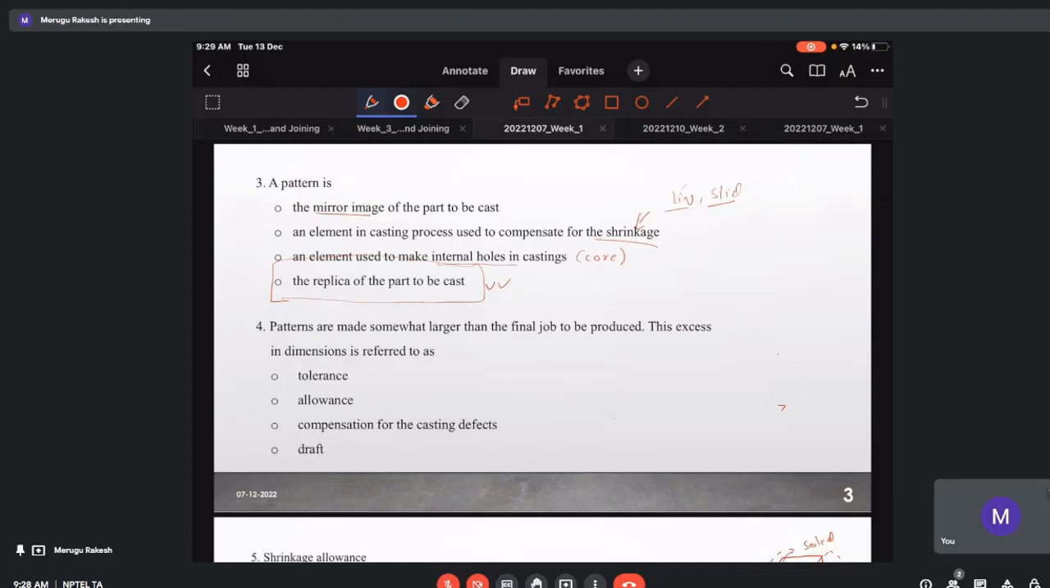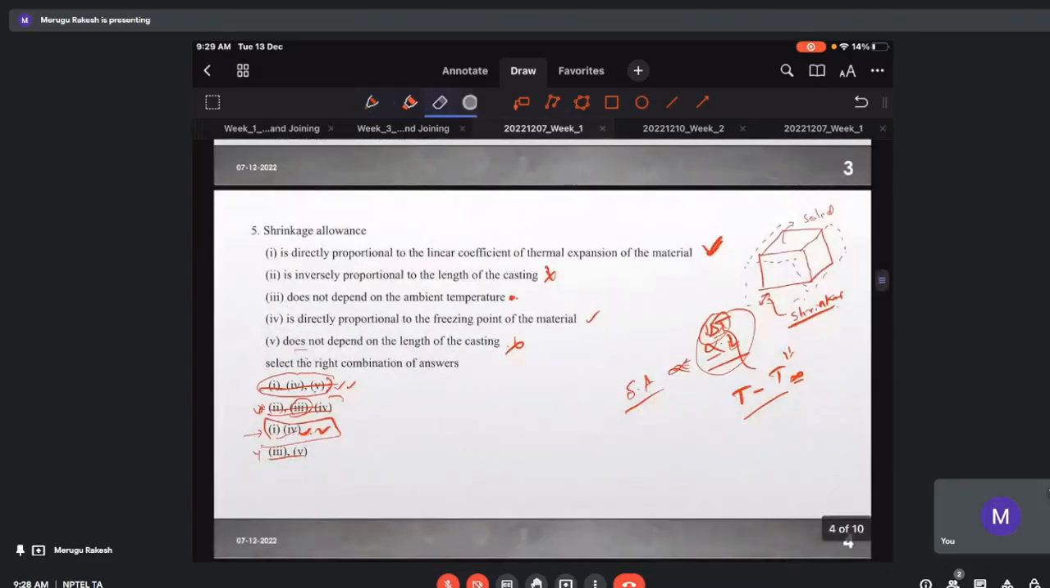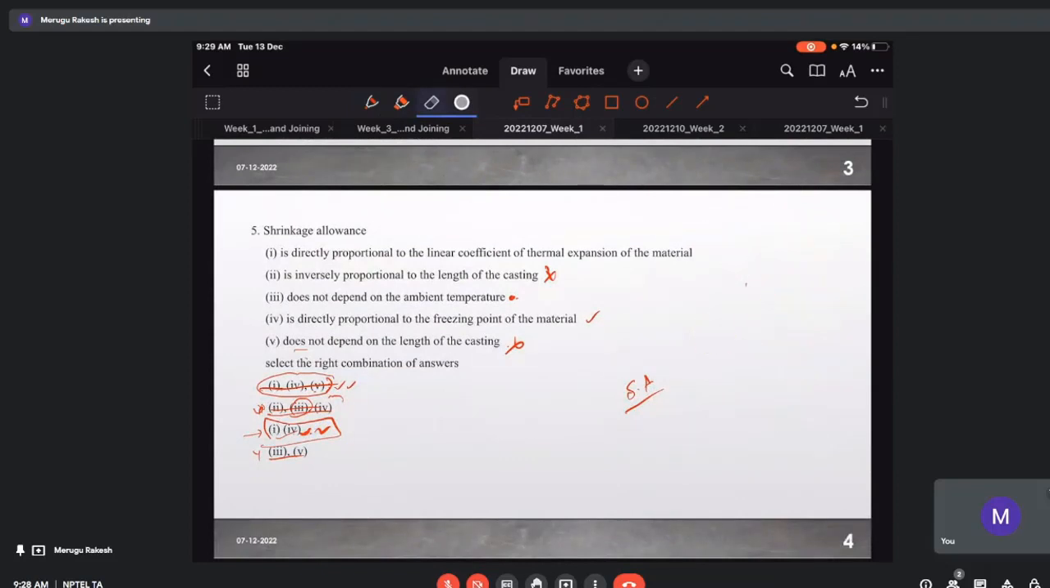The next question: patterns are made somewhat larger than the final job to produce this. This is called, so generally we use the term allowance instead of tolerance for this type of thing. Commercial casting fix is wrong, and draft is not the correct option for this. I'll discuss what draft is. Okay, then let me remove this.